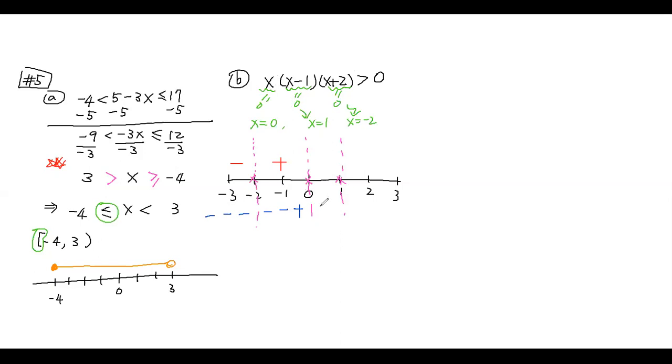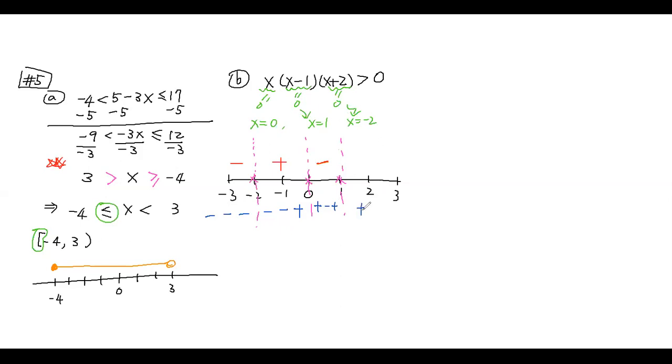Now let's take a look at this interval here. Choose anything between 0 and 1. I say 0.5. If I choose 0.5, this one is positive. So 0.5 minus 1 is negative. 0.5 plus 2 is positive. So what do you have here? Positive, negative, positive. So you got a negative, right? Okay, now the last interval, choose any number, I choose 2.